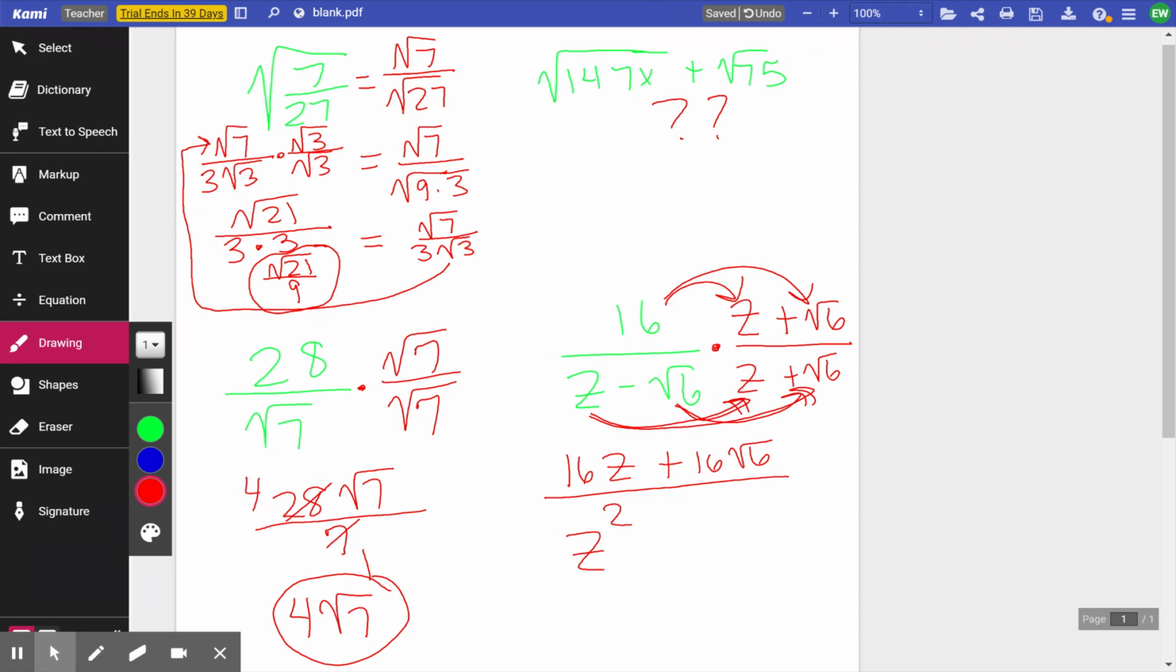And again, I encourage you to write down those steps. And this would now be minus 6, because the square root of 6 times the square root of 6 is square root of 36, which is 6. And that is it.